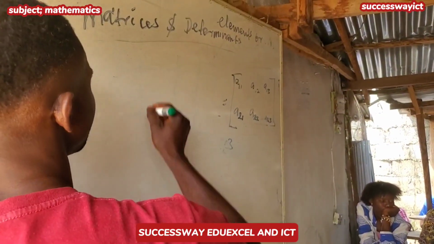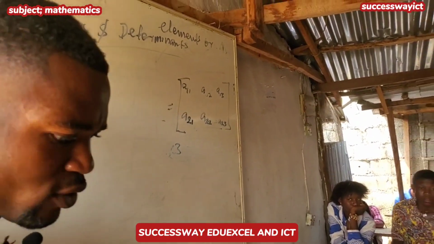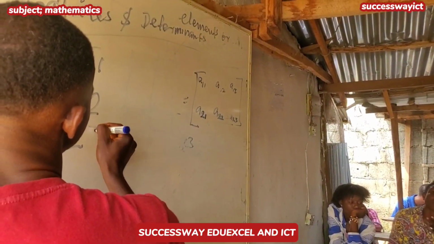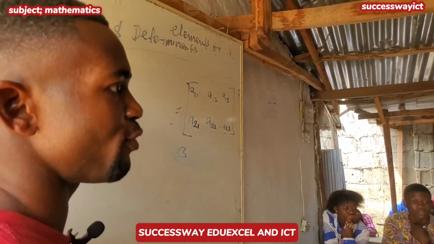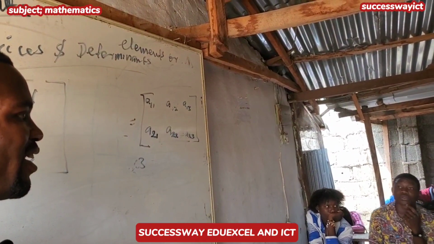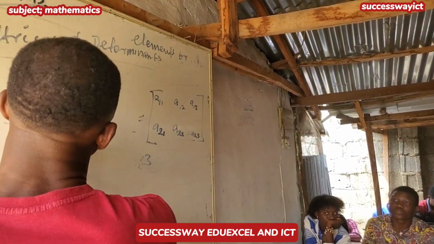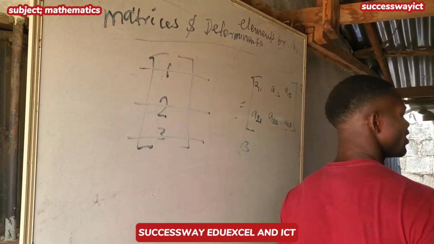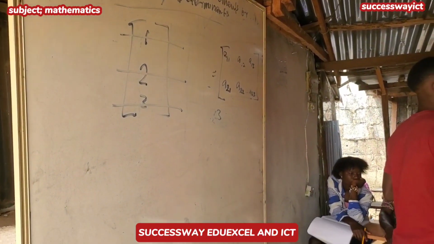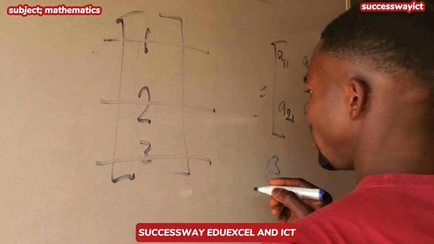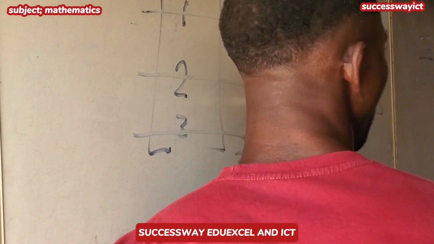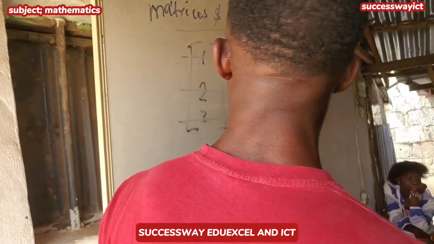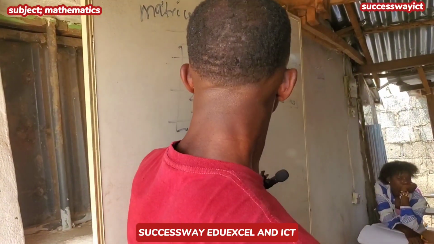What if I have a matrix like this? My marker is not working. If I have a matrix like this, 1, 2, 3, how many rows do we have here? 3 rows, 1, 2, 3. How many columns? So how do you read the matrix? 3 by 1 matrix, isn't it? How many elements do we have inside? That is the order of arrangement. What is the position of element number 1 here?